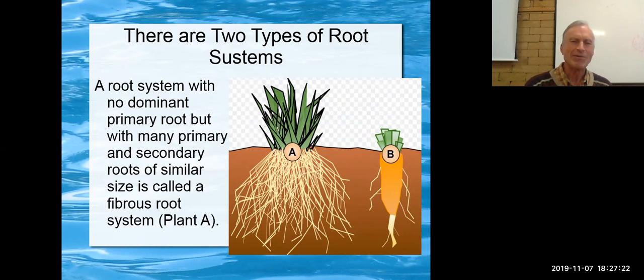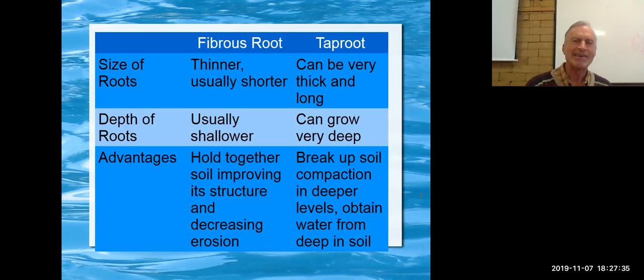A root system with no dominant primary root, but with many primary and secondary roots of similar size is called a fibrous root system. That's plant A. So let's look at characteristics of these two. With the size of a root, the fibrous root is usually thinner and shorter. A taproot can be very thick and very long. Think of a carrot. That's a taproot, and it can be very thick compared to the root of a grass plant, for example.